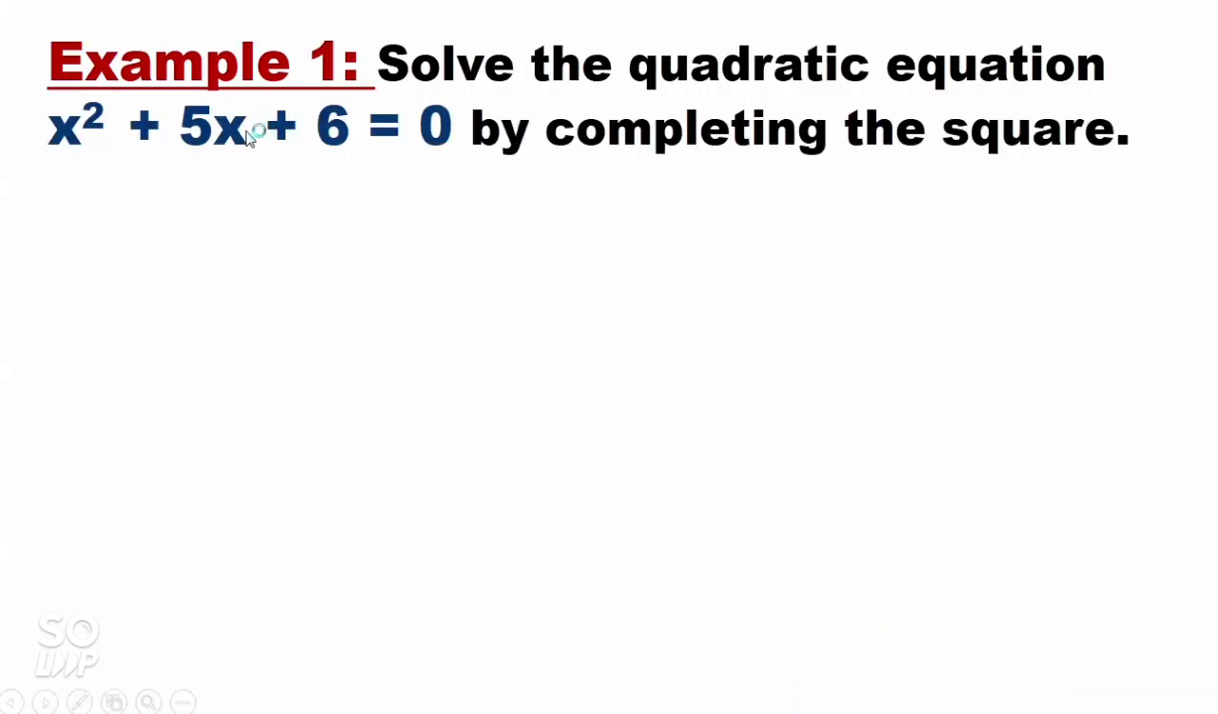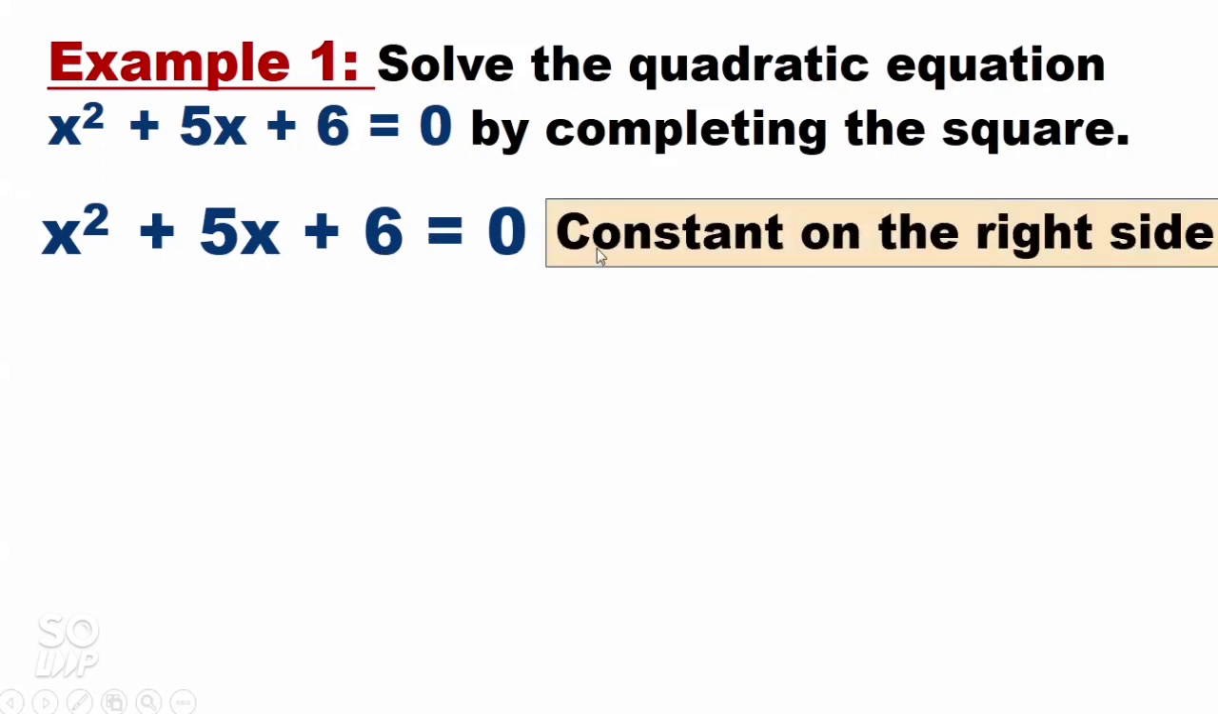Okay, we have an example number 1. Solve the quadratic equation x squared plus 5x plus 6 equals 0 by completing the square. Okay, so again, this is the trinomial x squared plus 5x plus 6. Okay, and then, i-change or i-transfer natin yung constant doon sa right side. Tapos, yung may mga variable na sa left side lang siya ng equation.